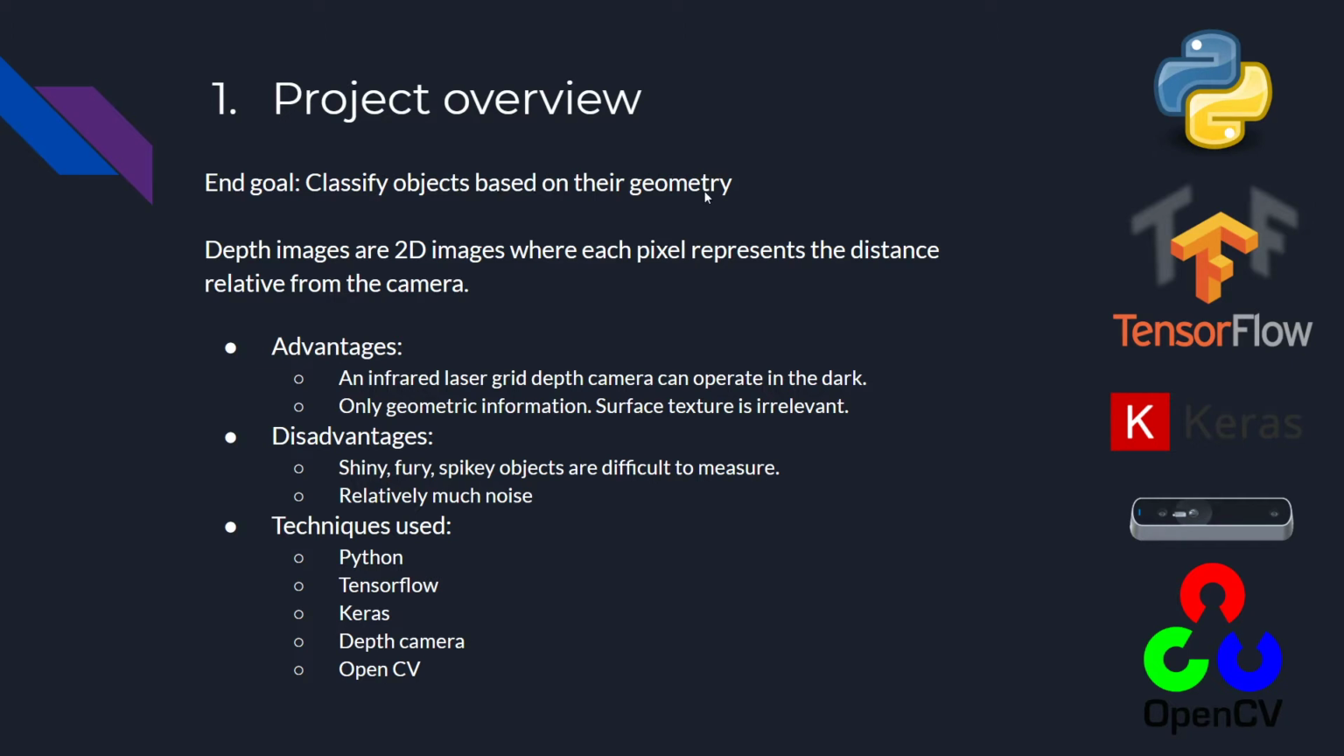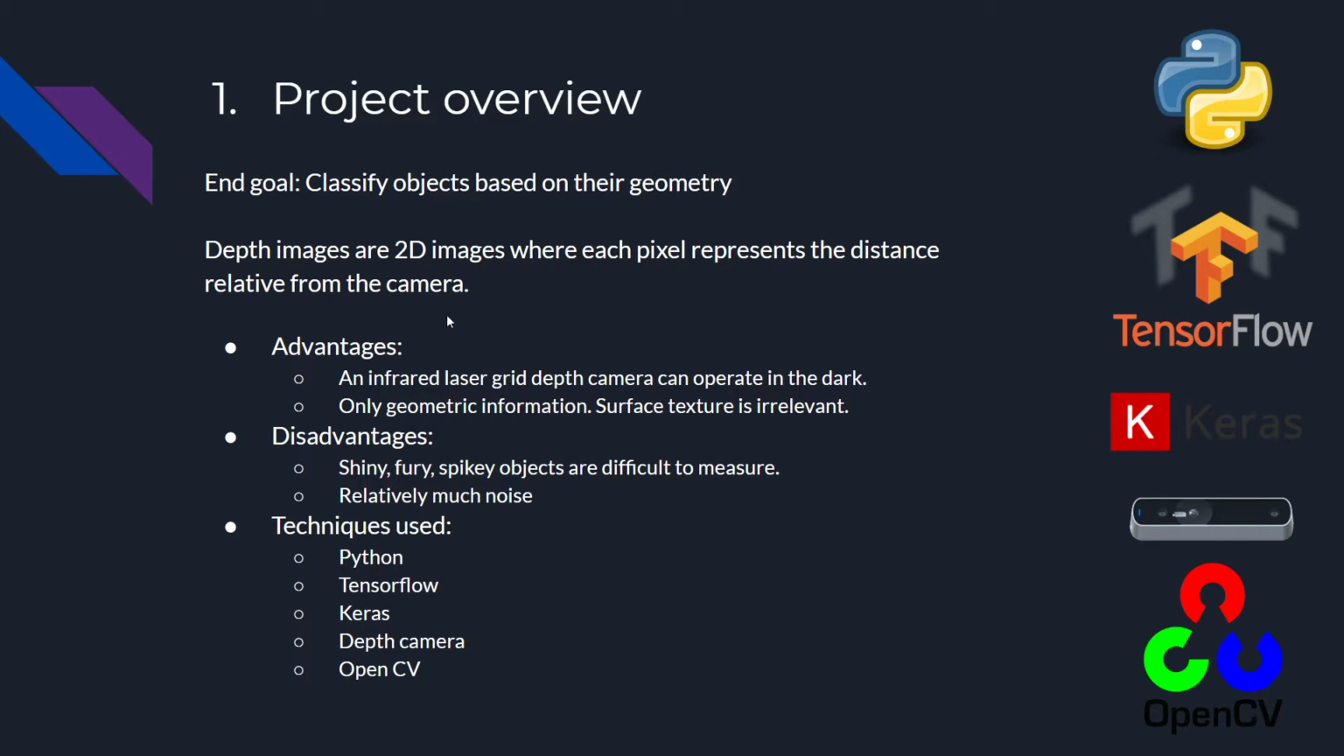And that's different from using a regular color image or a color webcam. Depth images are basically also 2D images, as you just saw, they are grayscale, but each pixel doesn't represent color, it represents the distance from the camera to the object. There are a few advantages of this. The depth cams have their own infrared laser grids, so you can put this whole setup in complete darkness and it will still work.